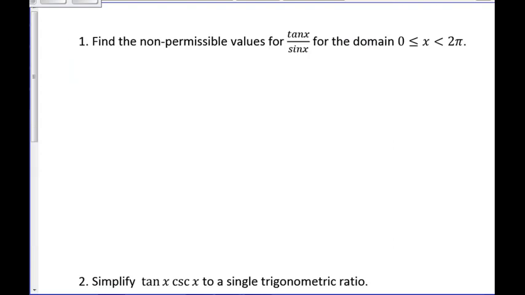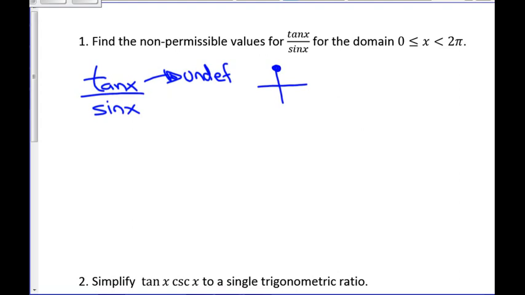We're going to find the non-permissible values for tan x over sin x in the first revolution. So tan x is on top. So the only problems that could come out of this is where it's undefined. Okay, and tan x we know is undefined at pi over 2. We could use a table. We could use the fact that the graph has an asymptote at pi over 2, or so on. And it's got a period of pi, so it's going to recur later over here. So those are places where tan x is undefined.